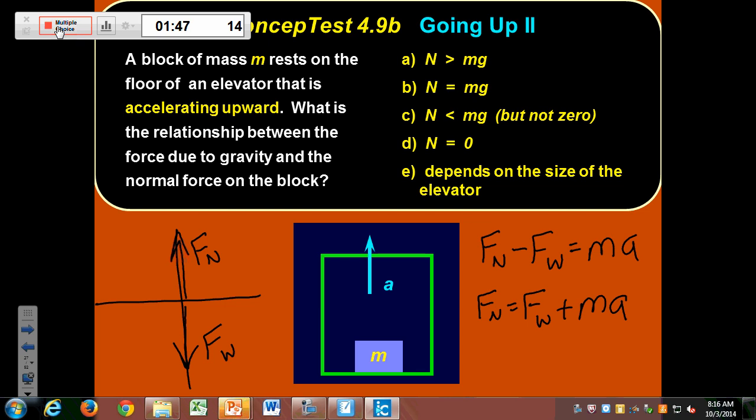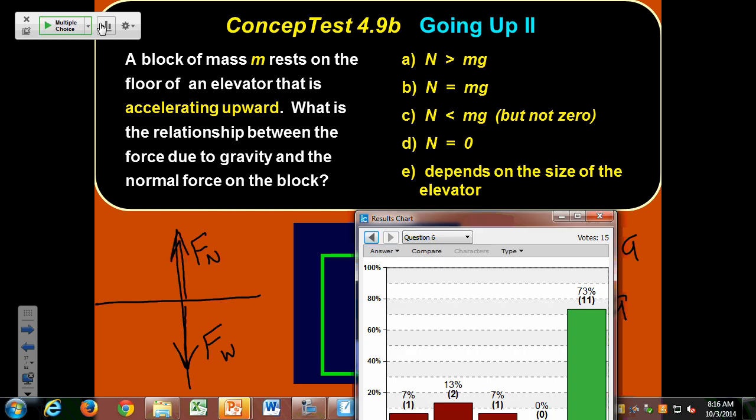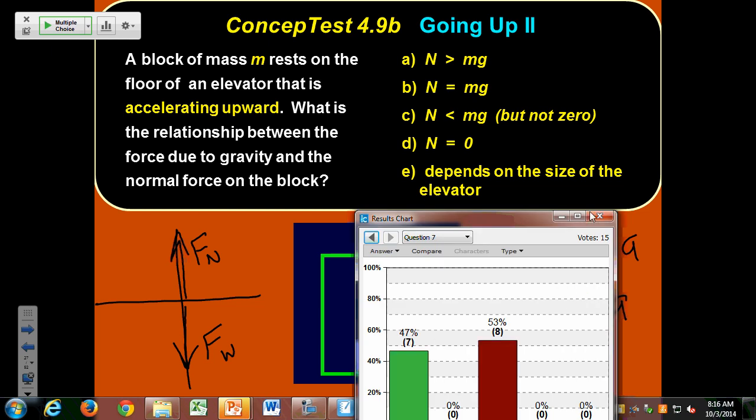All right, I'm going to stop at 155. Now we're still split about half and half on the answer. A is the right answer.